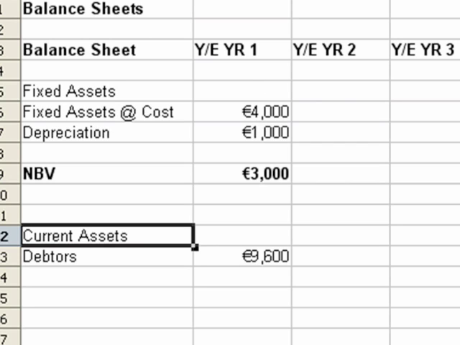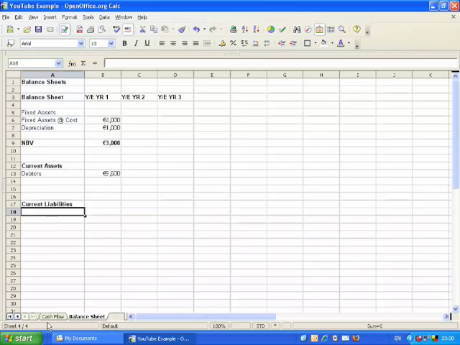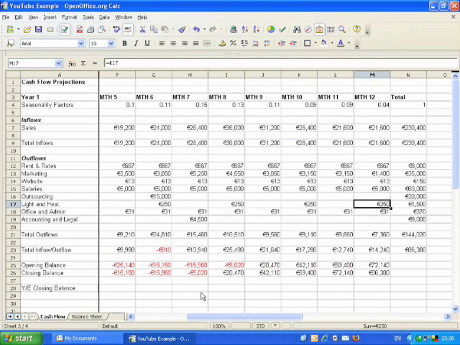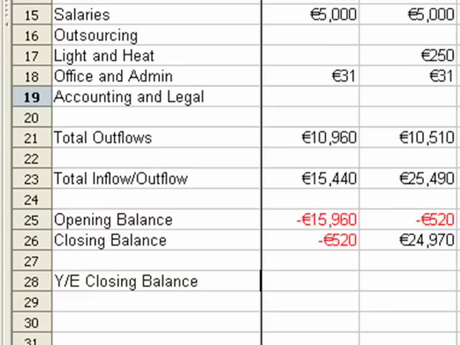We look at our current assets and our debtors, as you remember. So we ask ourselves, will we have any more current assets? No, not in these projections, we won't. So we move then to our current liabilities, which are things that we owe. Do we owe anything? For this purpose, we're going to show our accounting and legal.